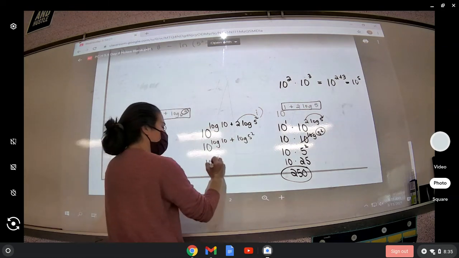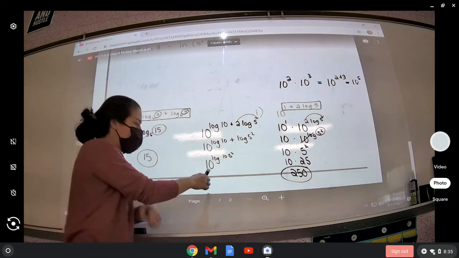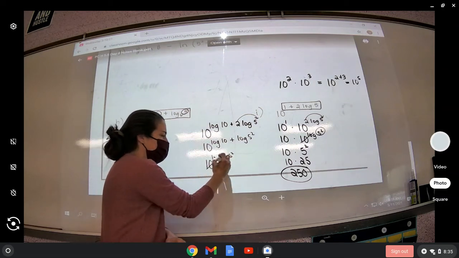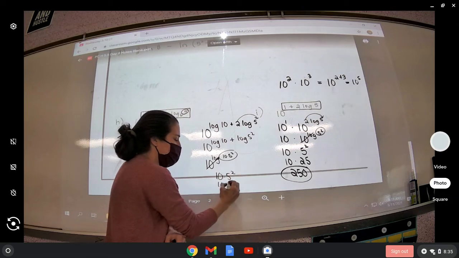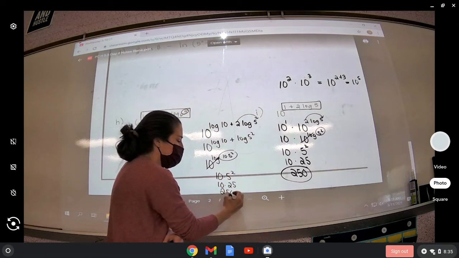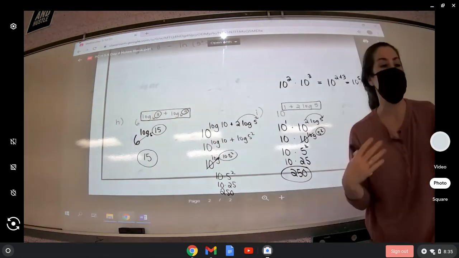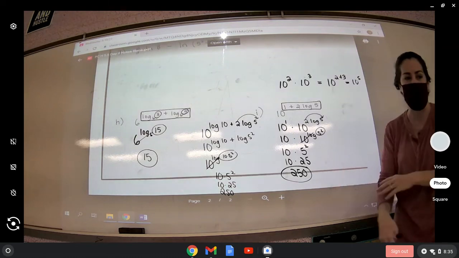Put them back together, that's 10 to the log of 10 times 5 squared. And now guess what? Your base 10 exponential and your log base 10 cancel, and you're left with 10 times 5 squared, which is 10 times 25, which is 250. So lots of different things we're able to do now using these logs in order to manipulate math problems, okay?